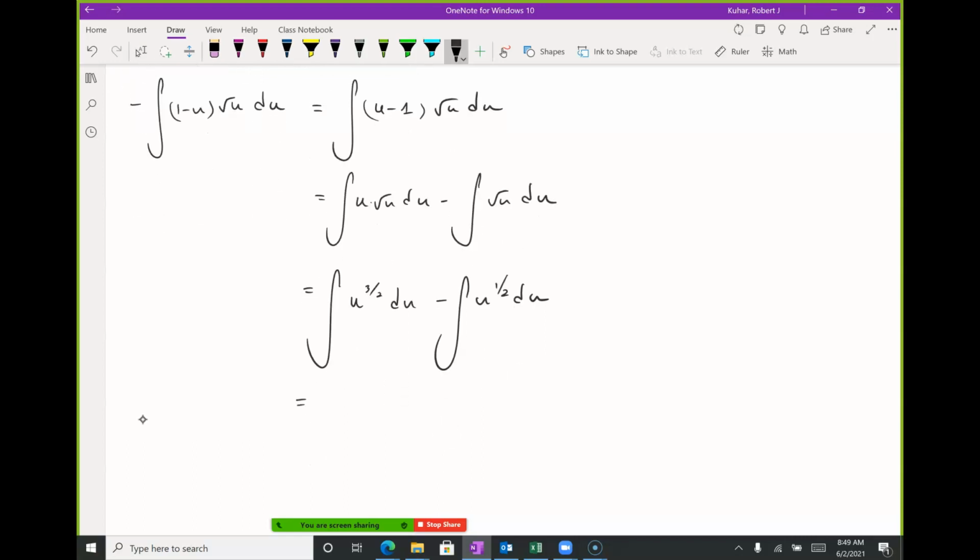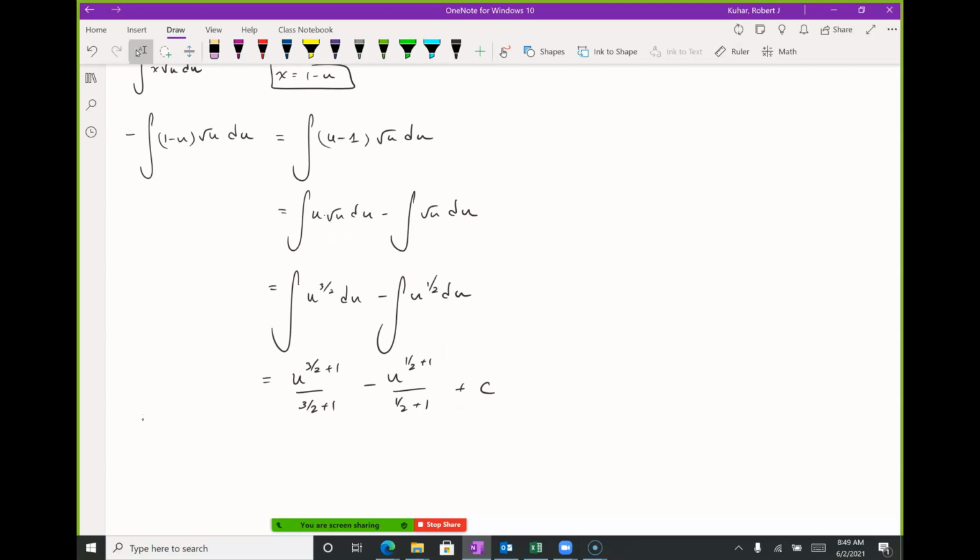And so now I'm doing power rules. U to the 3/2 plus 1 over 3/2 plus 1, minus u to the 1/2 plus 1 all over 1/2 plus 1, plus c. And this will be a little bit of a blast from the past for my previous Calc 1 students, where I'm going to ask you to factor this one. So what do I get? I get 2/5 u to the 5/2 minus 2/3 u to the 3/2 plus c.